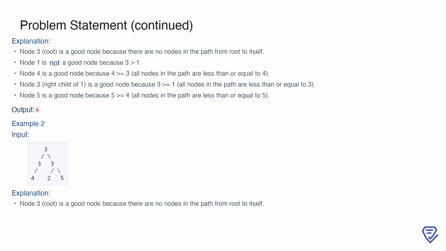Next, node 1 is not a good node because the value of the root, 3, is greater than 1. Node 4 is a good node because its value is greater than or equal to all nodes in the path, which only includes the root. The right child of node 1, which is another node with value 3, is also a good node because its value is greater than or equal to all nodes in its path. Finally, node 5 is a good node because it is greater than or equal to all nodes in its path, which are the root and node 4. In this example, the total number of good nodes is 4.